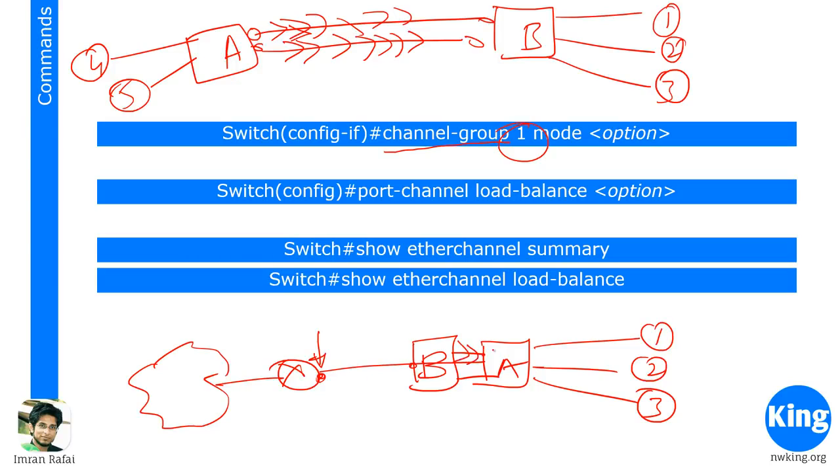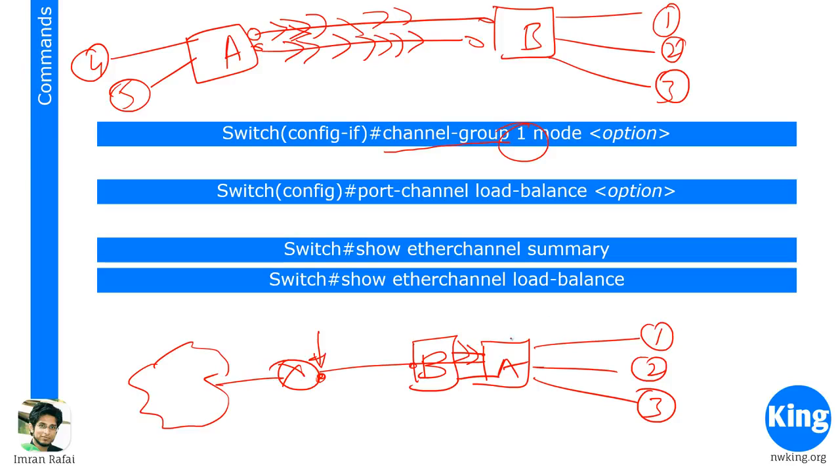So that doesn't really serve the purpose. It has to be different. So that's why we have a chance to go and change the parameter with which the switch does the load balancing. You can go to the global config and say port-channel load-balance, and you can choose a load balance option. In this case, we can say destination MAC address.